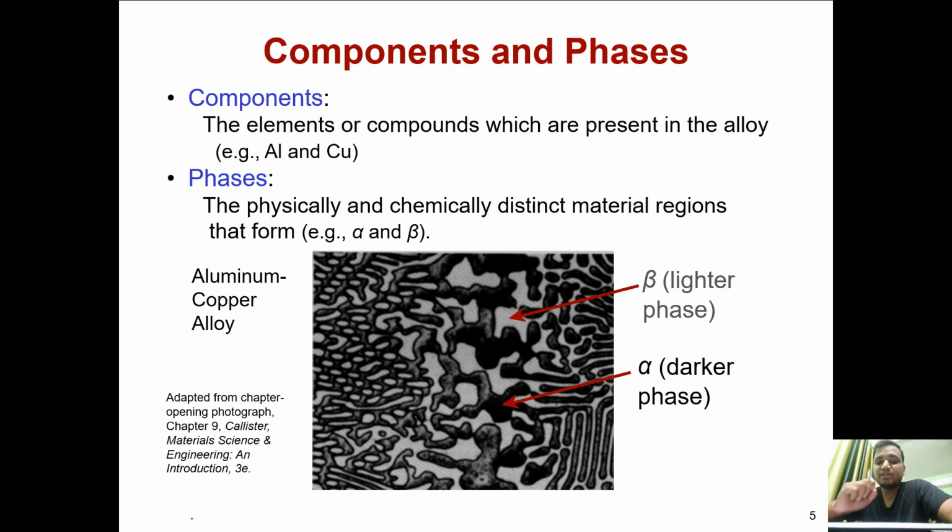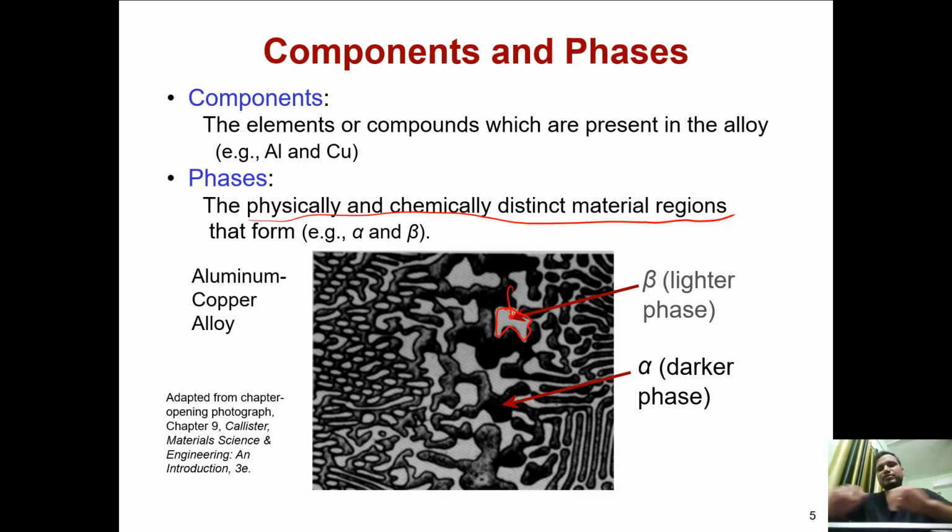Okay, so basically what is phase? So phase is a physically and chemically distinct material region. And one more thing you can say, which we can separate, like suppose if we want to separate this, then I can physically remove this portion from the material. Suppose I have some tool, so like that. So it is basically a physically and chemically distinct material region.